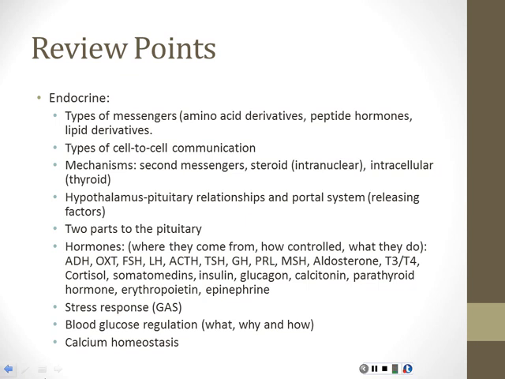All right, so here I've said it again. Blood glucose regulation, be sure you look at that. So what, why, and how. So what is involved in it, why, and how do those systems work, okay? And then calcium homeostasis, we already talked about that.